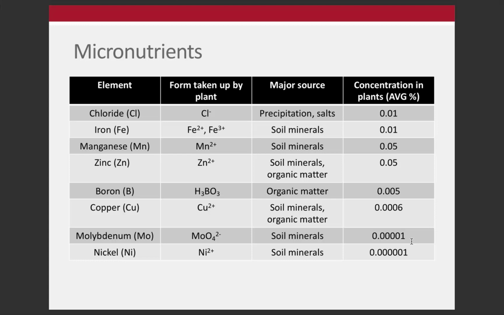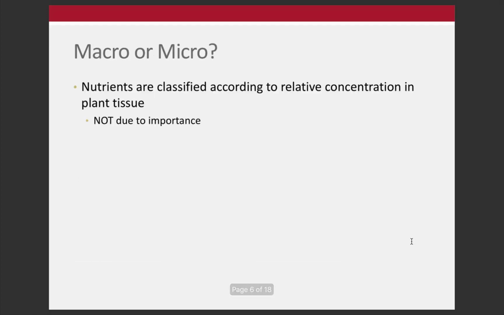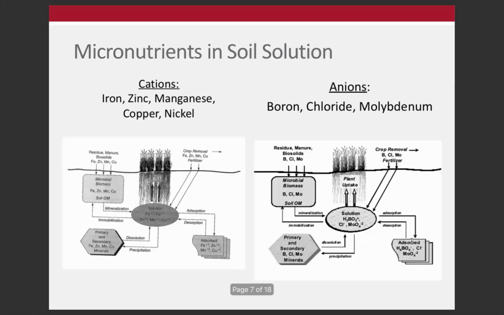So we call them micronutrients, of course, because of the concentration, the relative abundance that they occur in plants. It's not to say that they're not important. So again, this is just underscoring that micronutrients are classified because of concentration, not because of plant importance. All 8 of these are essential for the plant to fulfill its life cycle.